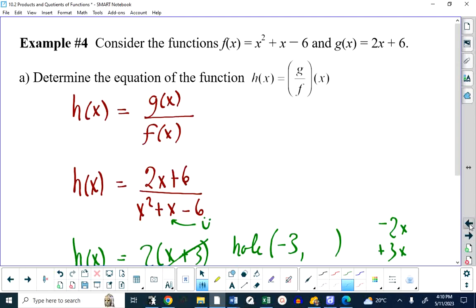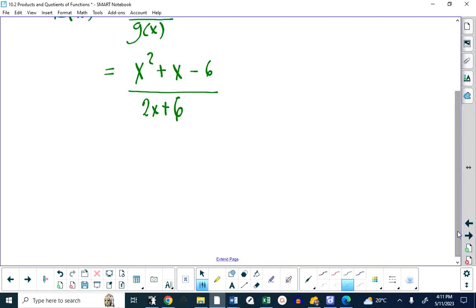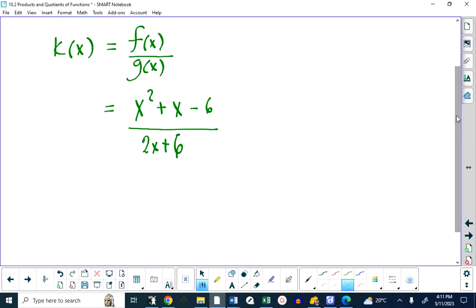F of x is x squared plus x minus 6. G of x is 2x plus 6. So the only thing that's different is they've been flipped over. Again, I can factor x plus 3, x minus 2. We can just look at what we did for the previous question.